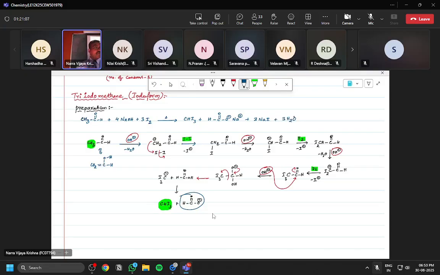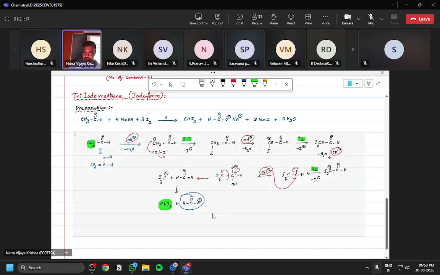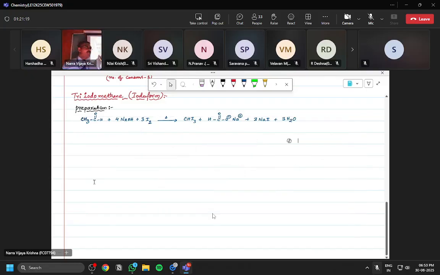Any questions in it? Iodoform reaction. So all this stuff is not necessary for preparation of iodoform, which is a yellow color precipitate. Iodoform is a yellow colored solid. Here I will write like this. Iodoform, yellow color solid. Right?